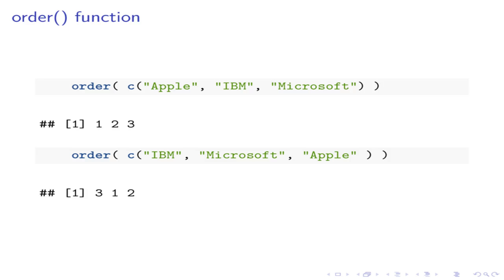For example, assume that we have a vector of three elements: Apple, IBM, and Microsoft. Calling order function on this vector returns an integer vector: 1, 2, 3. Now, let's change the order of the elements in the vector and call order function again. This time, we obtained the result 3, 1, 2. What do these numbers mean? 3 is the first element in the resulting vector. So, this means that the third element of the input argument should be the first element when it is ordered. The first element of the input argument should be the second element when it is ordered.